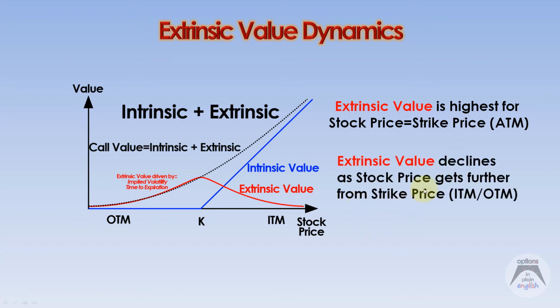And extrinsic value declines as the stock price gets further and further from the strike price. So either in the money or out of the money. This is key to understand this. In the money, out of the money for traders.